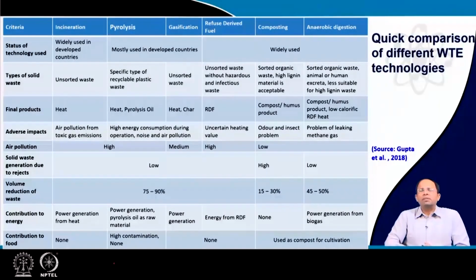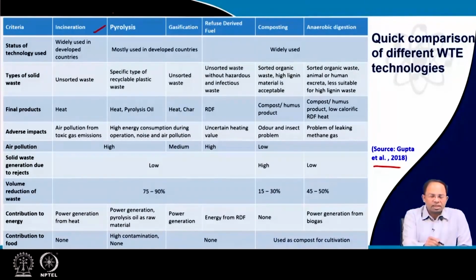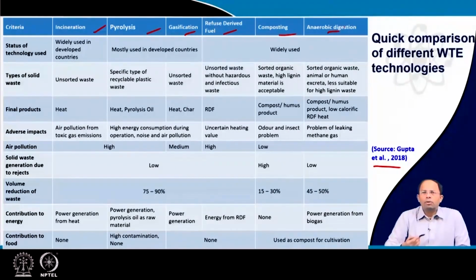So now that we have discussed different waste to energy systems, including pyrolysis, gasification, as well as incineration, refuse derived fuel, anaerobic composting, or biomethanation, which one is best? How do I choose that, right? This chart given by Gupta et al. summarizes the different technologies in front of us that we can utilize: incineration, pyrolysis, gasification, refuse derived fuel, composting, anaerobic digestion. So how do I choose?